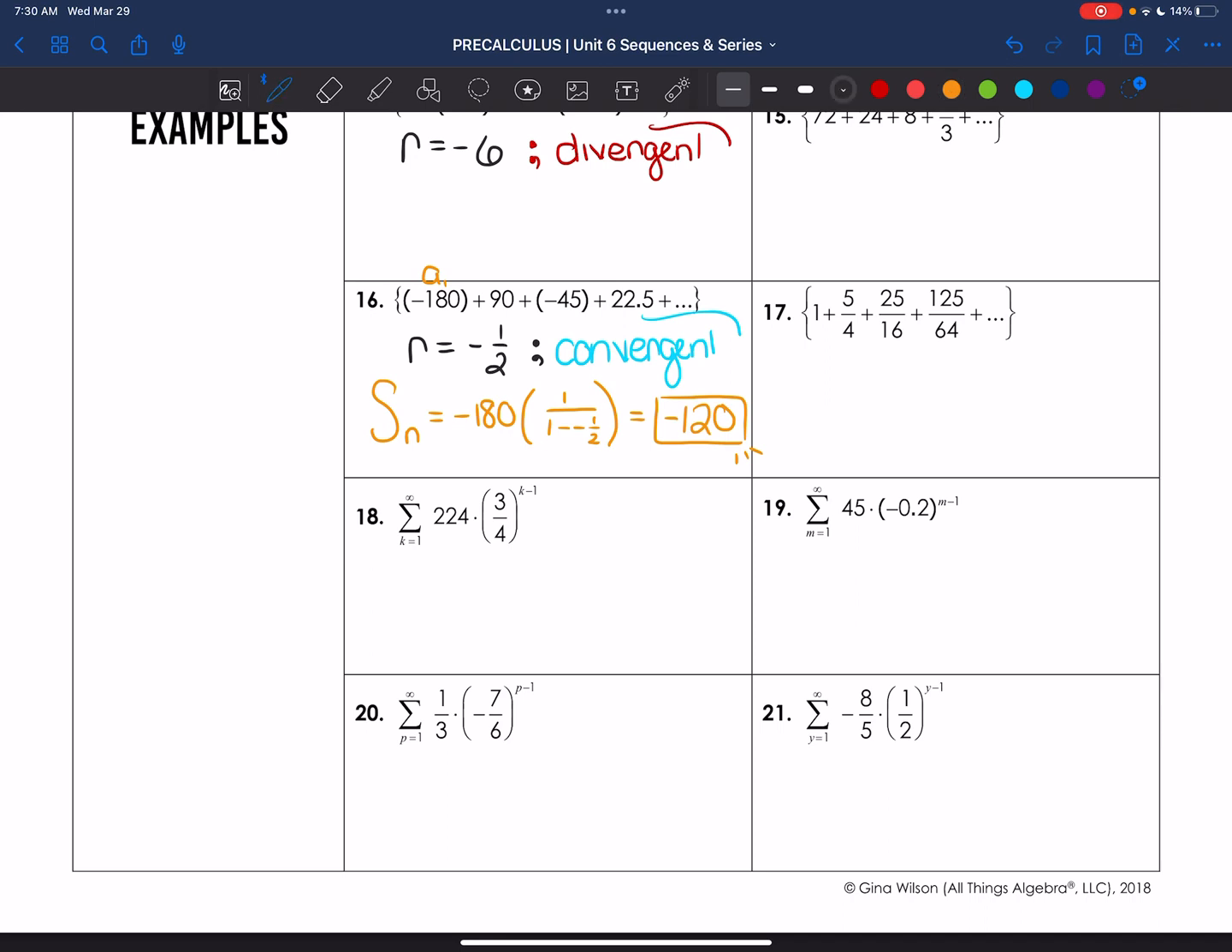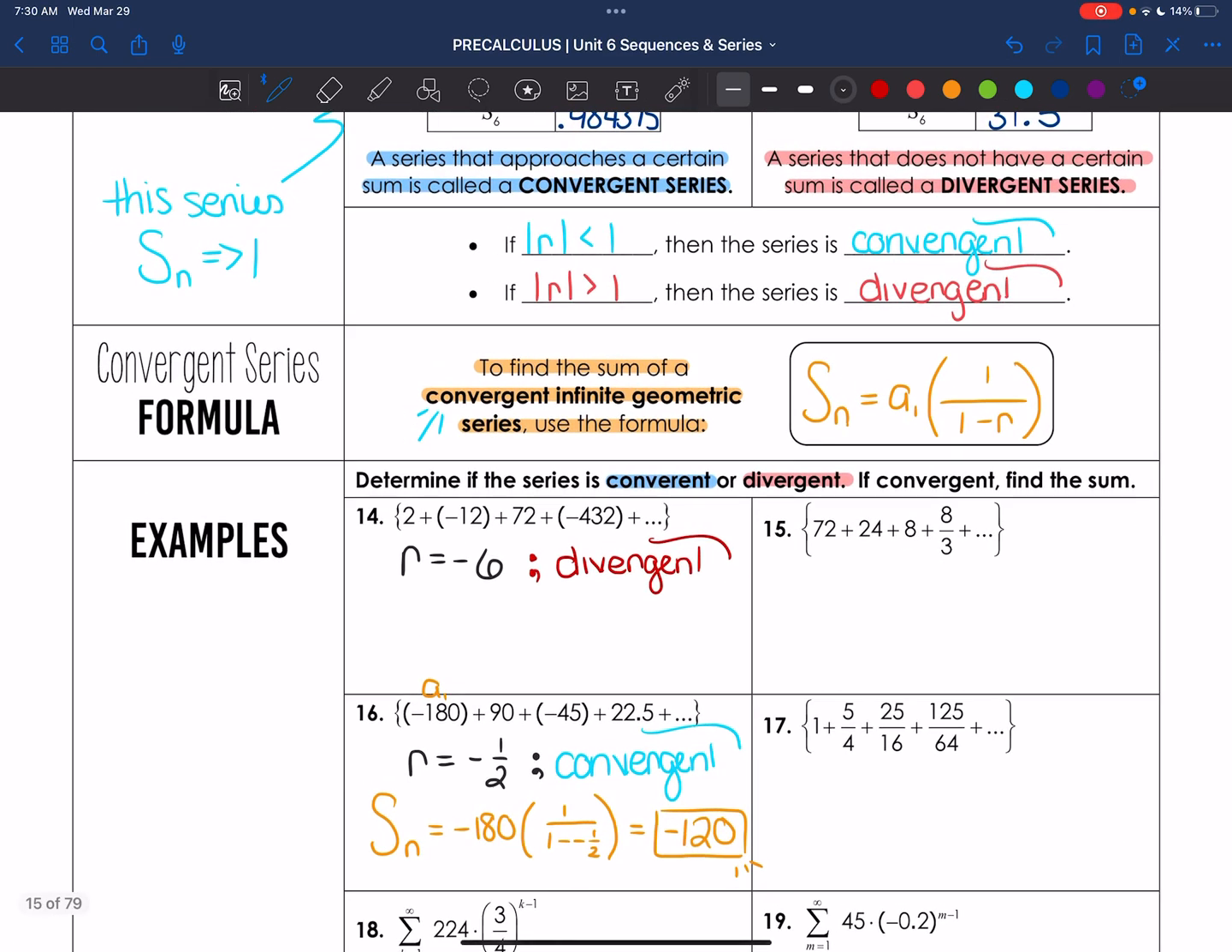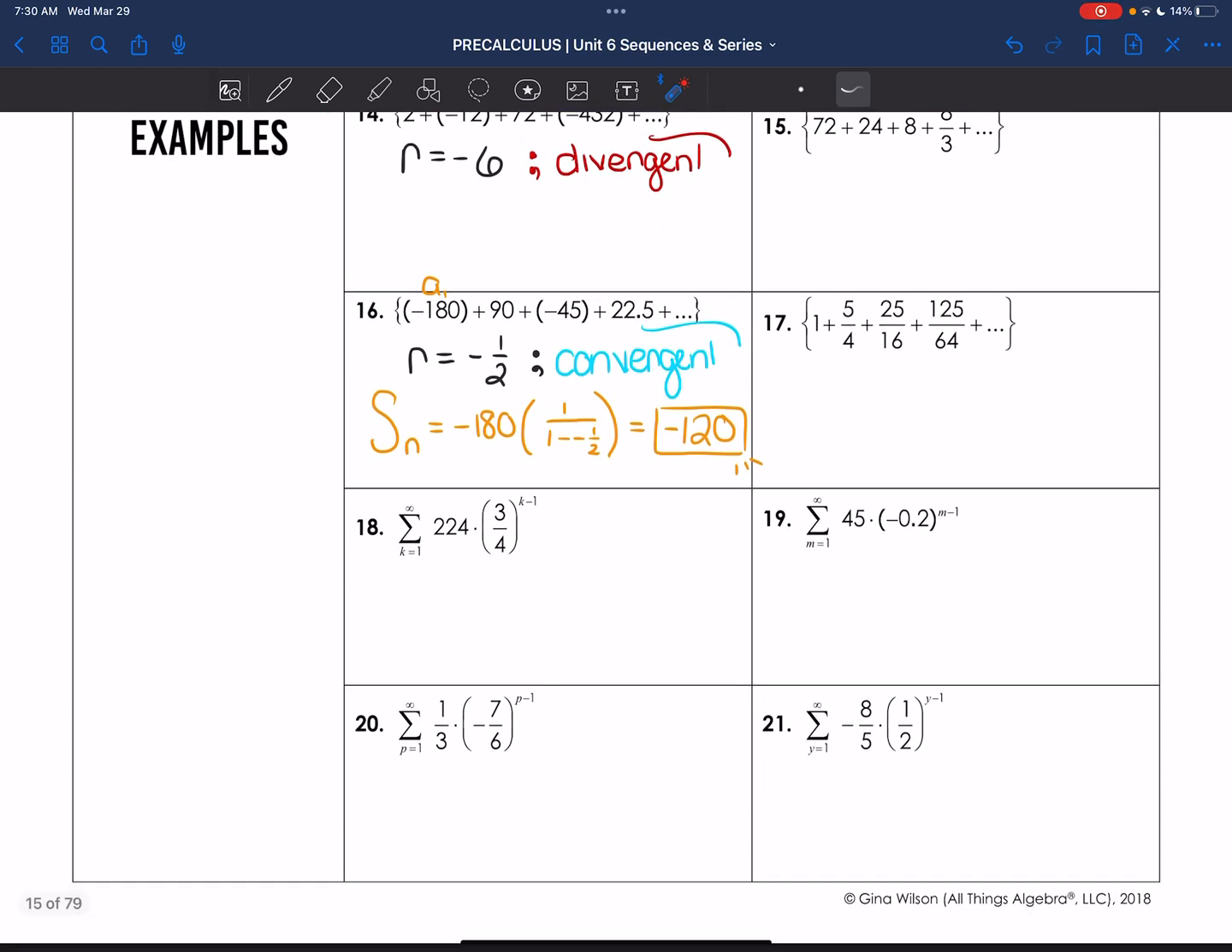What about if we instead have our sigma or summation notation like we do in example 18? Honestly, this makes it a little bit easier for us because we can really quickly pick out our r value and determine if that r value is going to lead to our series being convergent or divergent. What is our r value for example 18? What is that r value, ladies and gentlemen? It is 3/4. And so I ask, is this convergent or divergent? This is once again convergent.